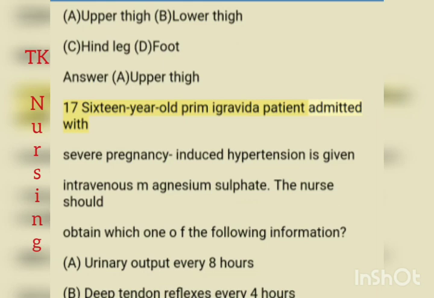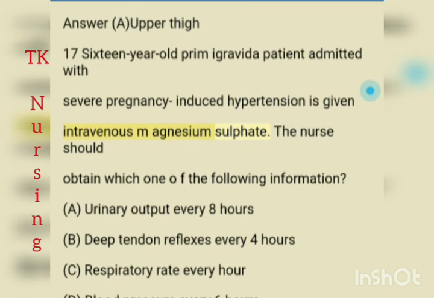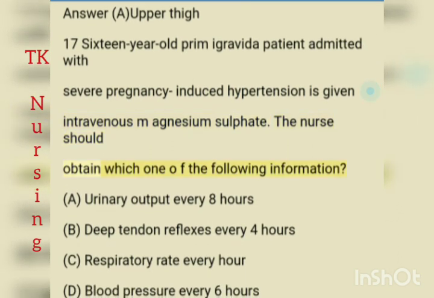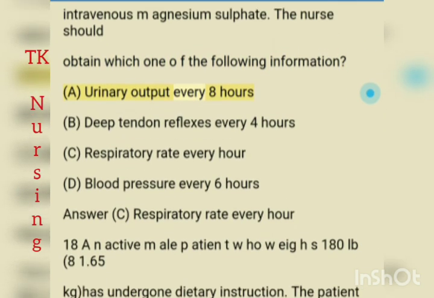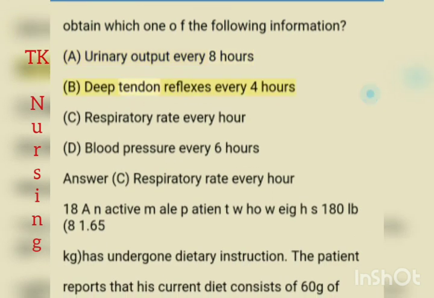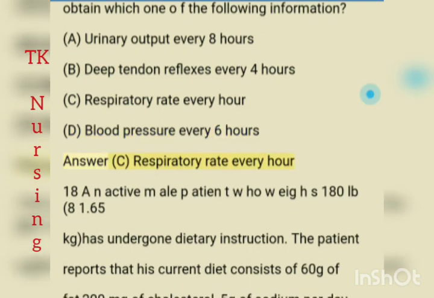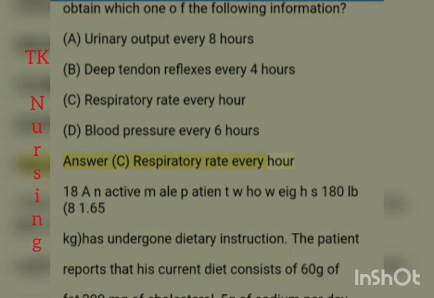17. A 16-year-old primigravida patient admitted with severe pregnancy-induced hypertension is given intravenous magnesium sulfate. The nurse should obtain which one of the following information? A. Urinary output every 8 hours. B. Deep tendon reflexes every 4 hours. C. Respiratory rate every hour. D. Blood pressure every 6 hours. Answer C. Respiratory rate every hour.